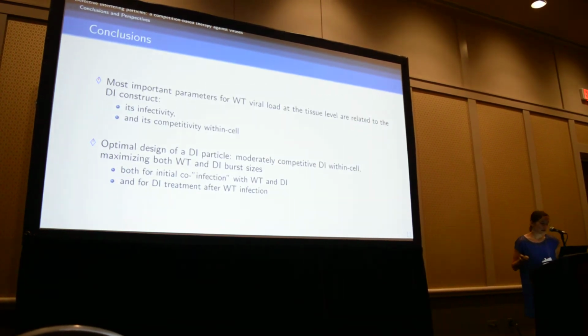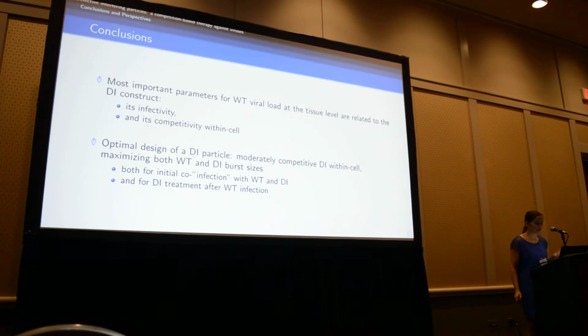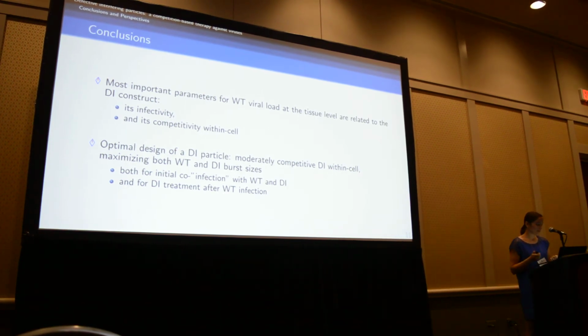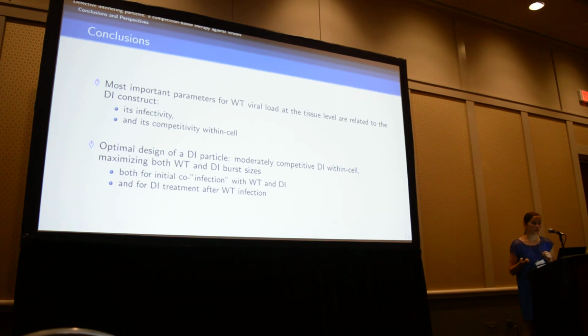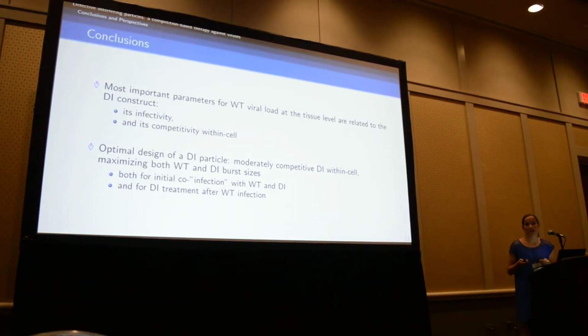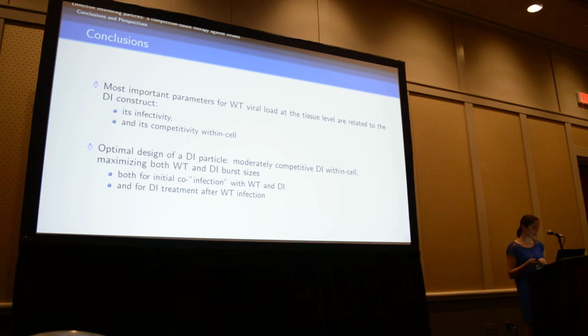So in conclusions, we can see that the most important parameters for the Y-type viral load at the tissue level are related to the DI construct, so to its infectivity, and to its competitivity within cell. And then for the optimal design of the DI particle, we would need to build a moderately competitive DI within cell that will maximize both the Y-type and the DI burst sizes.